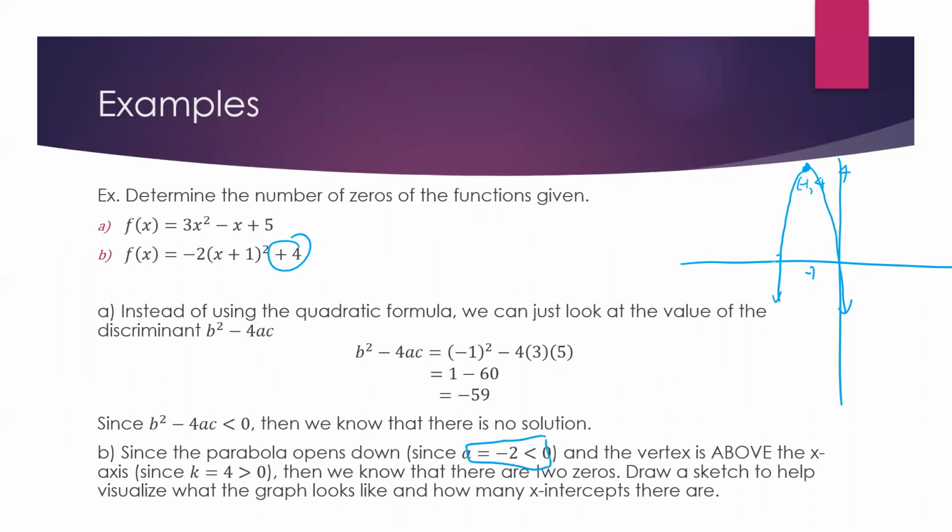So I can clearly see here, it doesn't even have to be perfect, but I can clearly see here that there are going to be two x-intercepts. I don't need to know what the answer is. I just need to know how many there are. And I can clearly see here that there are two x-intercepts.